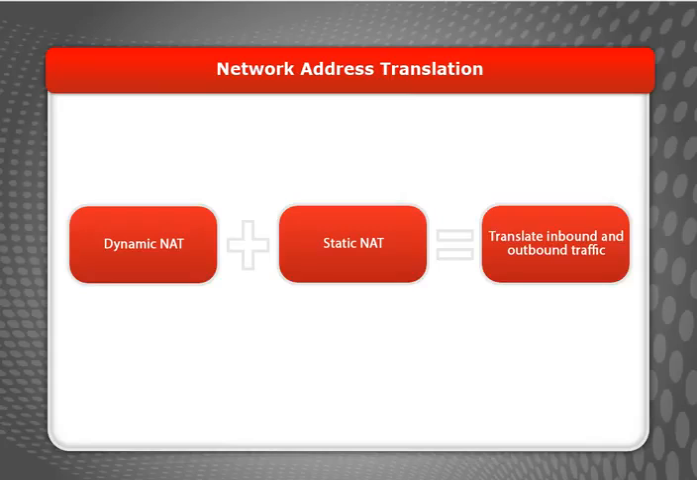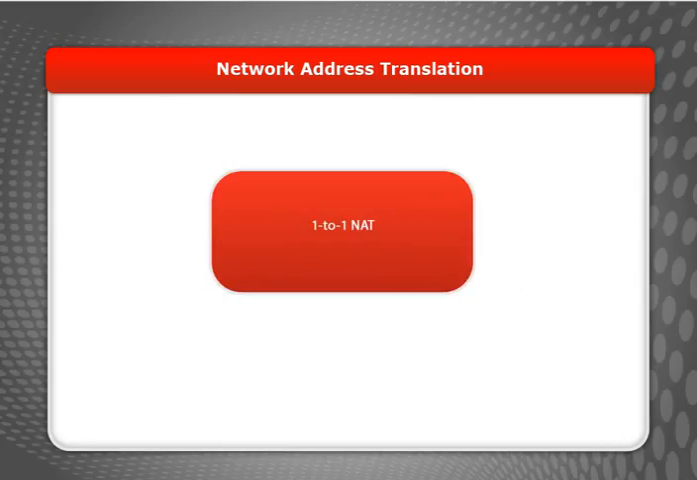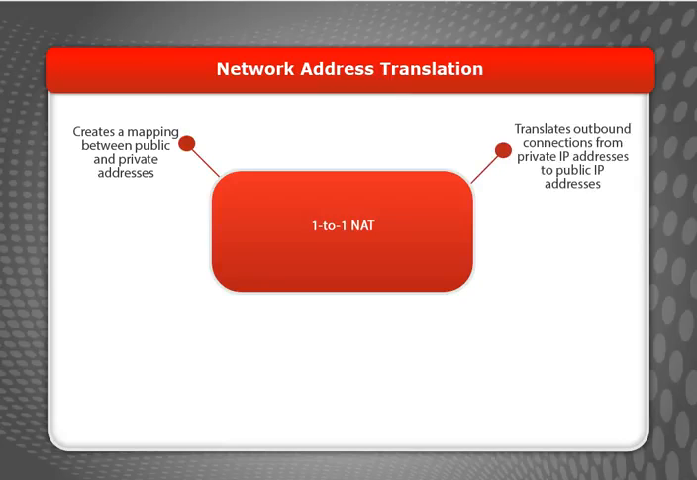If you want to avoid creating a separate rule for inbound and outbound connections, you can use a third type of NAT, one-to-one NAT, to create a mapping between public and private IP addresses. One-to-one NAT translates outbound connections from private IP addresses to public IP addresses, and inbound connections from public IP addresses to private IP addresses.